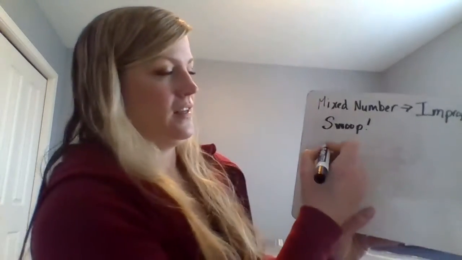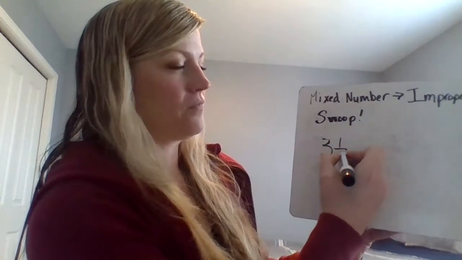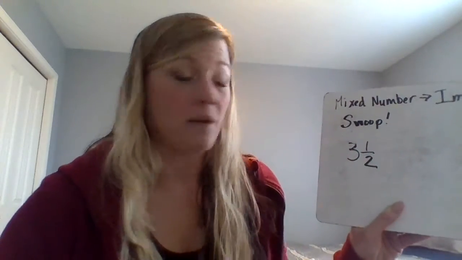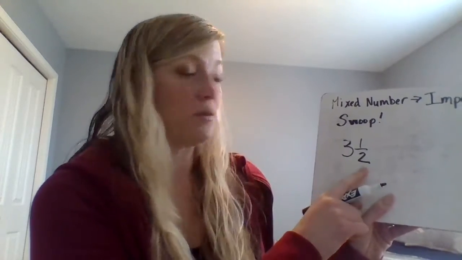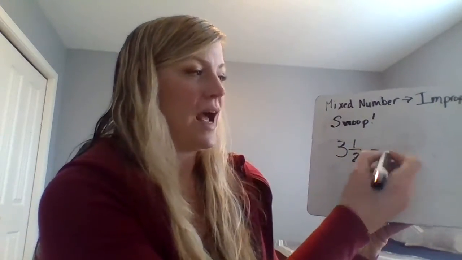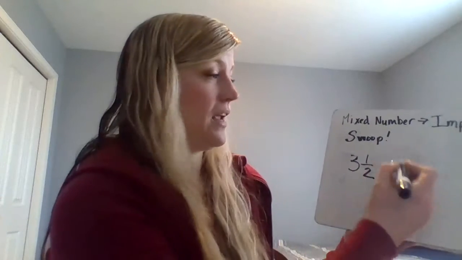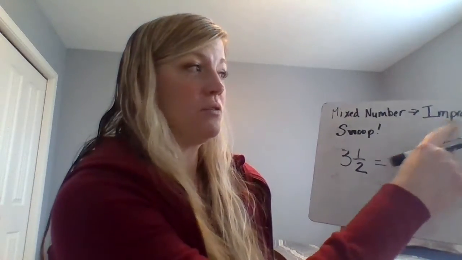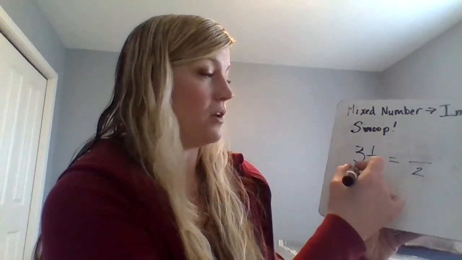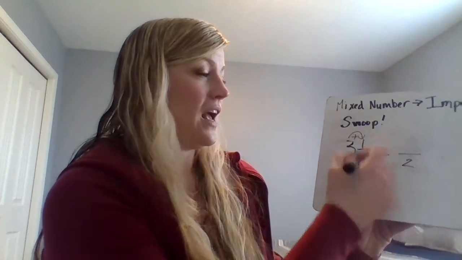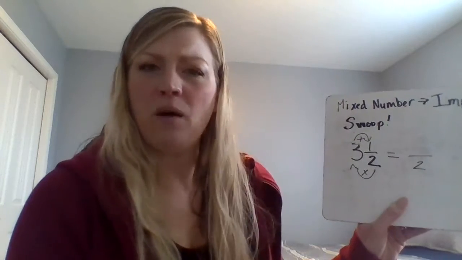So to start with, let's have the number 3 and 1/2. This is definitely a mixed number. We can see the whole number, 3 wholes, plus the fraction, a half. So 3 and 1/2, and I want to know how many halves is that? Okay. So I'm going to turn it into an improper fraction. And the way we do that was using our swoop technique. We're going to multiply and then add. And let's think about why we do that.